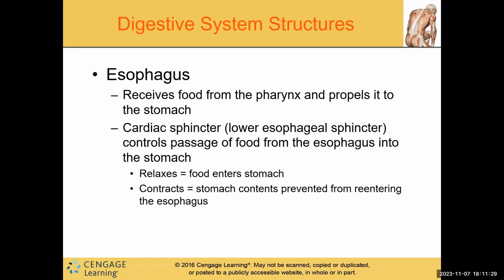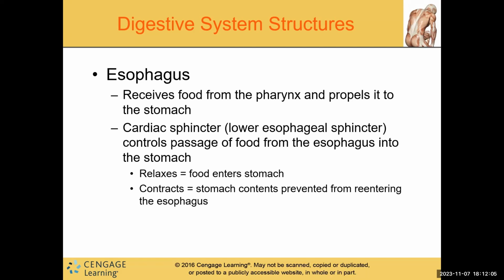The esophagus is the tube that then goes to our stomach. It receives food from the pharynx and then propels it into the stomach. So when we say propels it, it doesn't just drop in by gravity. It actually has what we call peristalsis, and that is the tube actually undulates and pushes food down. The tube itself pushes food down, so it propels it to the stomach.